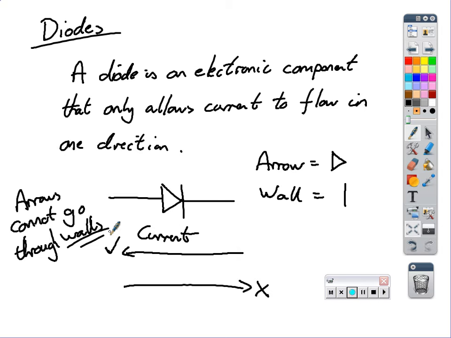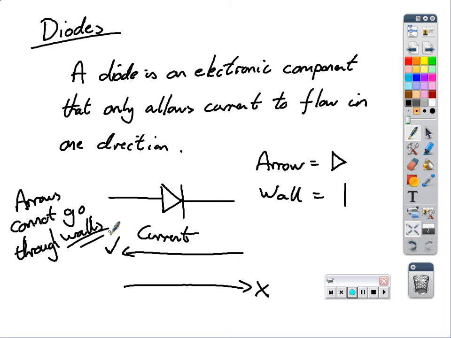So when you see a diode, made up of an arrow and a wall, you think, what was that stupid rule I made, do you remember? Arrows can't go through walls. Can't push an arrow through a wall like that. Okay, so can't put arrows through walls. Now how does that relate to a light emitting diode?